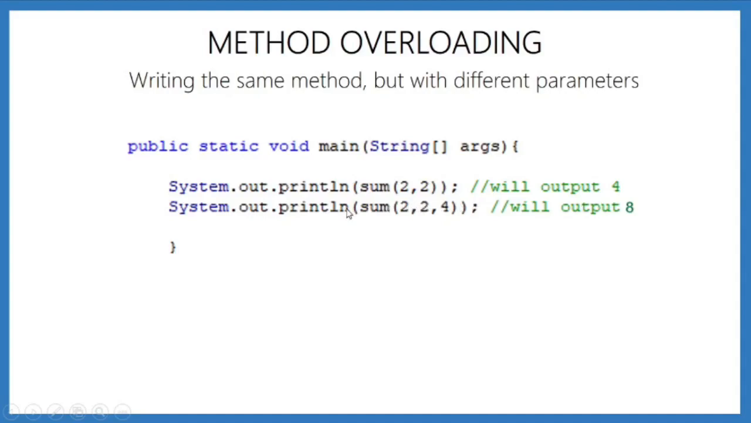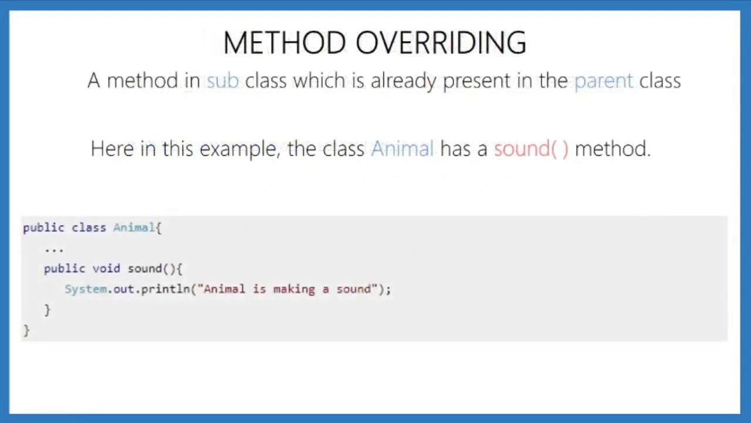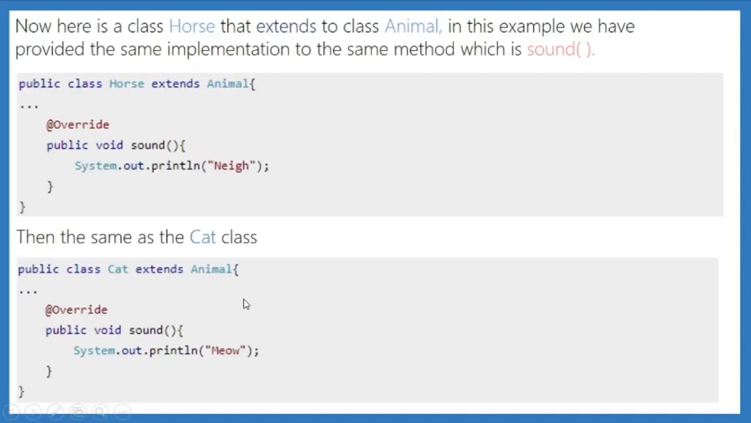That is method overloading. And the next one is method overriding: a method in a subclass which is already present in the parent class. Here in this example, the class Animal has a sound method, which prints that the animal is making a sound.